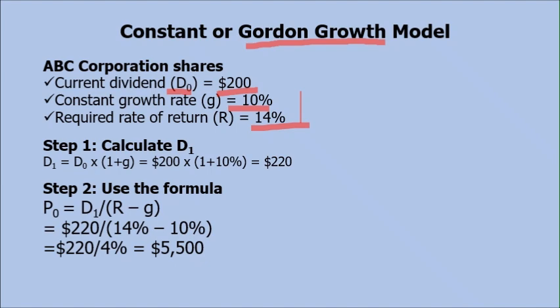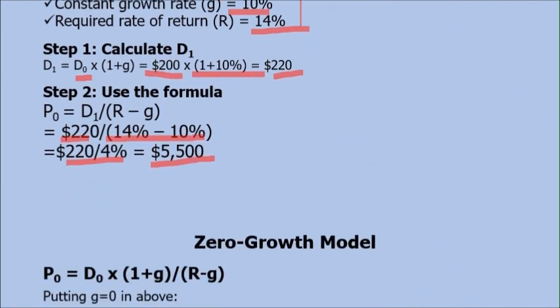The first step is to calculate D1. We have been given D0, which is the dividend today, that is $200. The dividend at the end of the first year is going to be D0 into 1 plus G, which is $200 into 1 plus 10%, that is $220. Now, according to the Gordon model, P0 is equal to $220 divided by 14% minus 10%, that is $220 divided by 4%, and the intrinsic value of the share today comes to $5,500. Now we have used the expected dividend after 1 year to calculate the intrinsic value today. Always remember this.